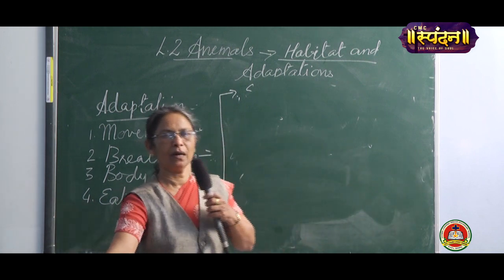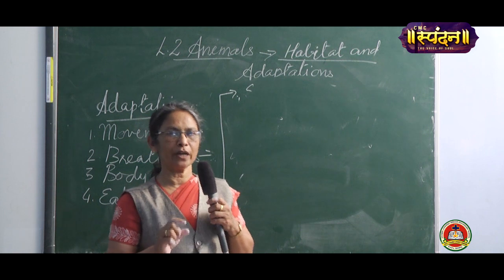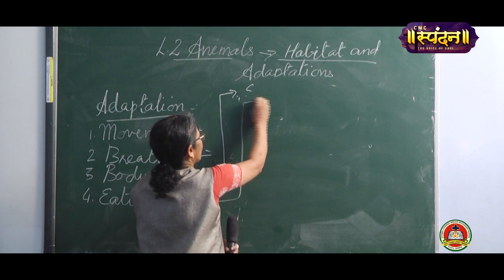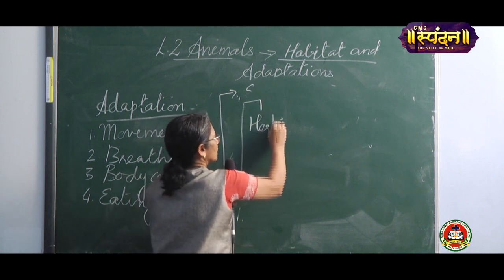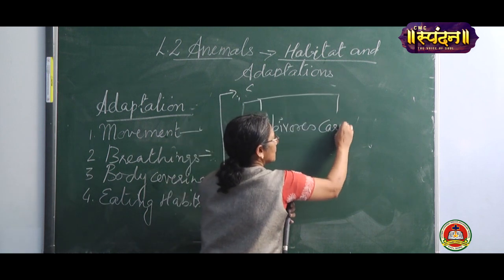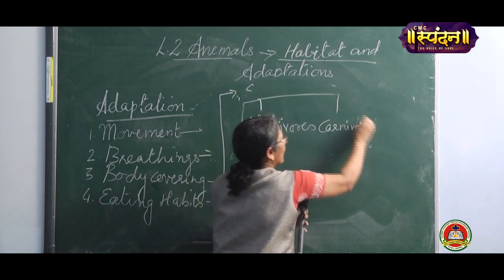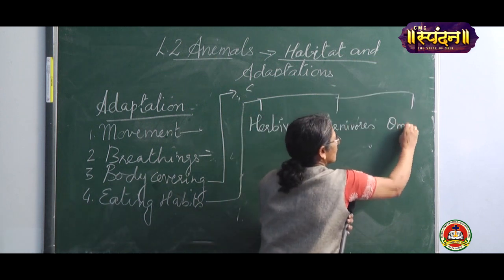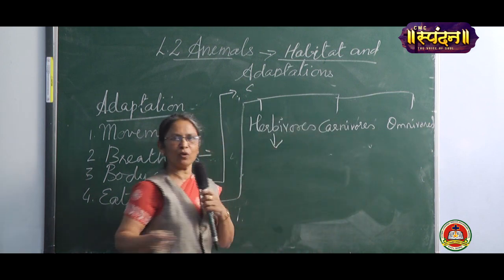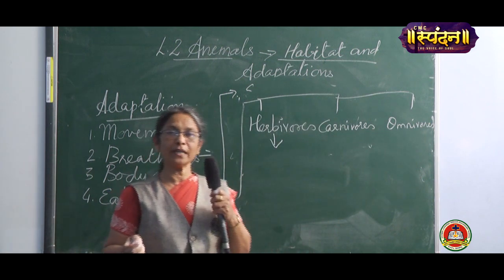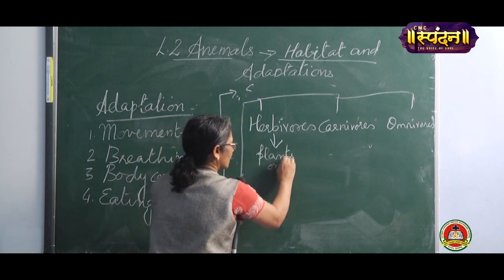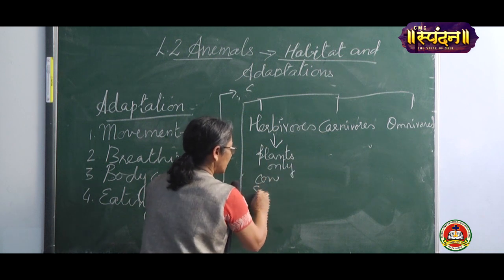Now you know, children, that the animals are divided according to their habitats and eating habits into 3 classes. Like this, we have the herbivorous, carnivorous, and the last one is omnivorous. Now what is herbivorous? Herbivorous are animals who eat plants, those who eat plants only. Example, cow, sheep, and all.